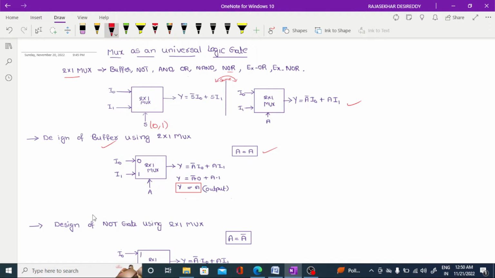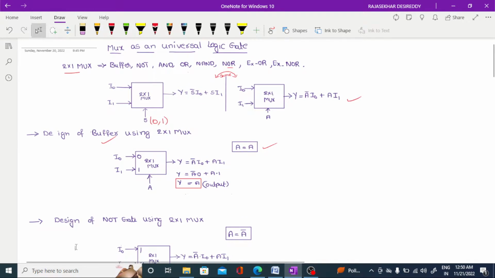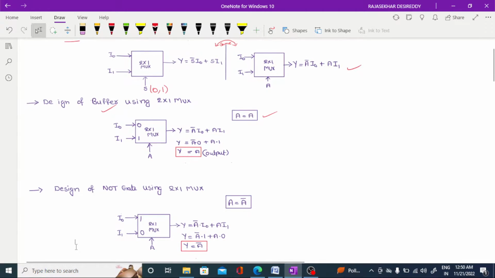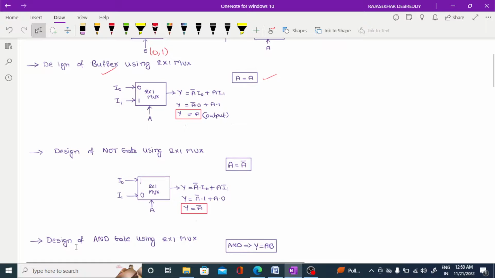Now the second one, design of NOT gate using 2 by 1 mux. This one also, observe here. Previously we gave 0 and 1 as the inputs. Now 1 and 0 are my inputs, like I0 value is 1, I1 value is 0. Substitute the values in the same equation. Here you will get y equal to A bar. That means we know the NOT gate operation, if A is the input, output is A bar. That is what we are getting. Hence this mux can also act like a NOT gate.